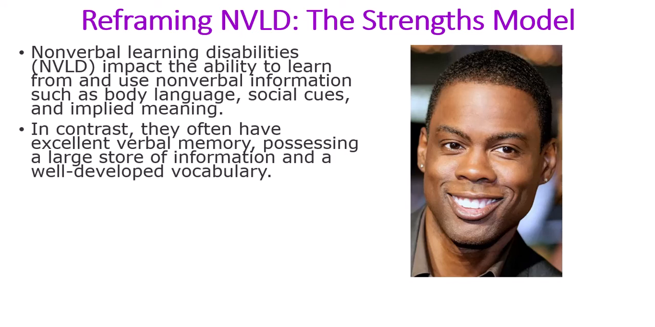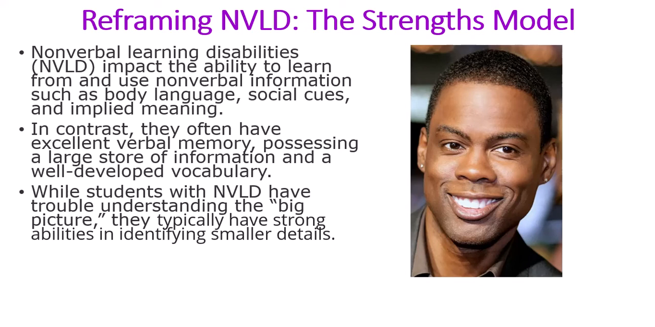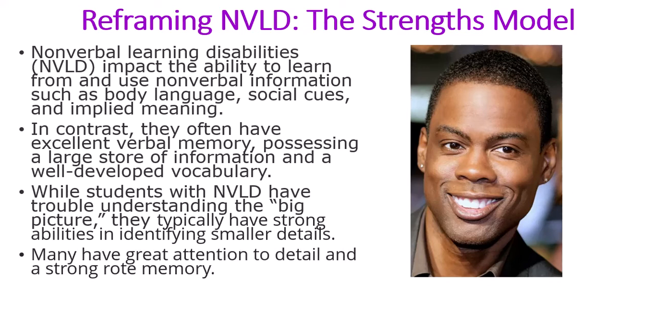In contrast, they often have excellent verbal memory and possess a large store of information, a well-developed vocabulary. Students with NVLD have trouble understanding the big picture, but they typically have very strong abilities identifying smaller details. So I know a few people who were diagnosed with this as children, and now they're editors and proofreaders because they can pick out those really small difficulties. A few people also who are computer programmers because, again, they're looking at code and they're looking at those small details and problems and bugs in code and things like that.